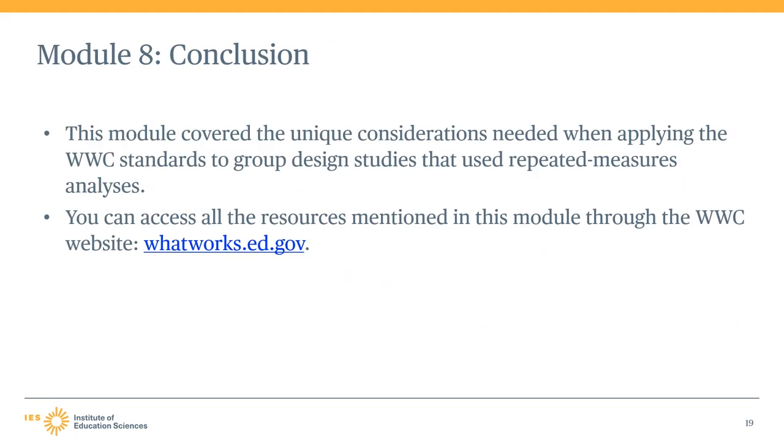This concludes the 8th module in the WWC Group Design Standards training. Let's review what we discussed in this module. We summarized some of the most common types of repeated measures analyses that may be reported in group design studies. Then, we discussed the special considerations that reviewers will make when applying the WWC Group Design Standards to these types of repeated measures analyses. Remember that you can access all of the resources mentioned in this module on the WWC website, whatworks.ed.gov.